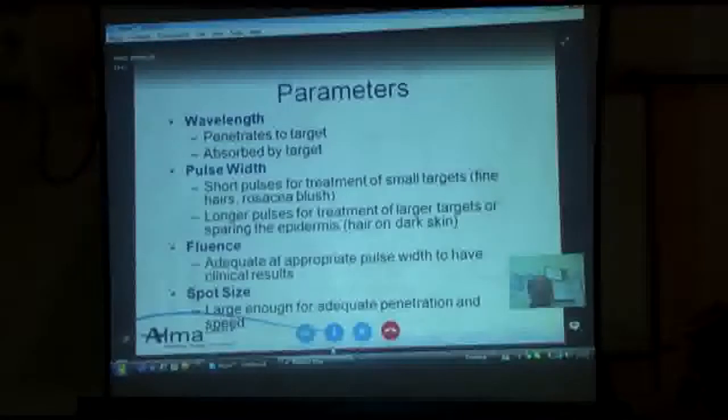Fluence is one of the most important parameters we want to get exactly right, so as not to overdo it or cause too much harm to the tissue. Spot size should be large enough for adequate penetration and speed. These spot sizes vary among many lasers, from a 1 millimeter spot up to a 10 millimeter spot.